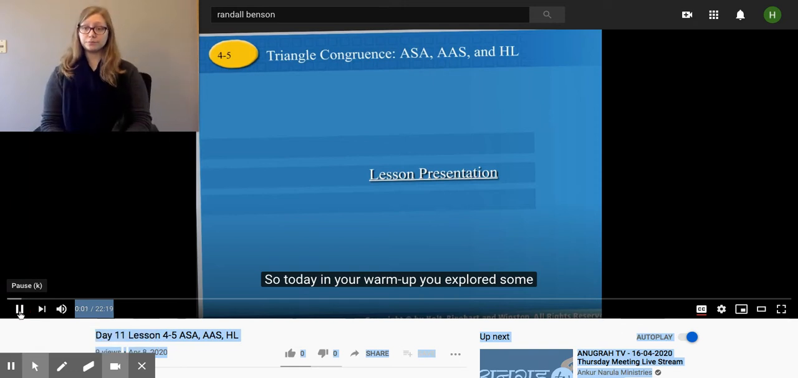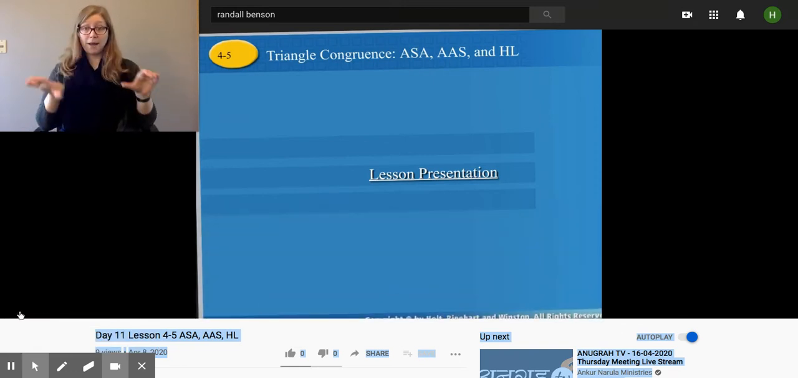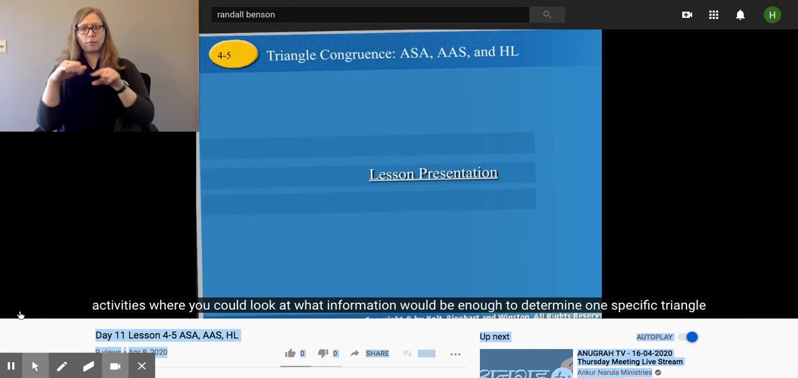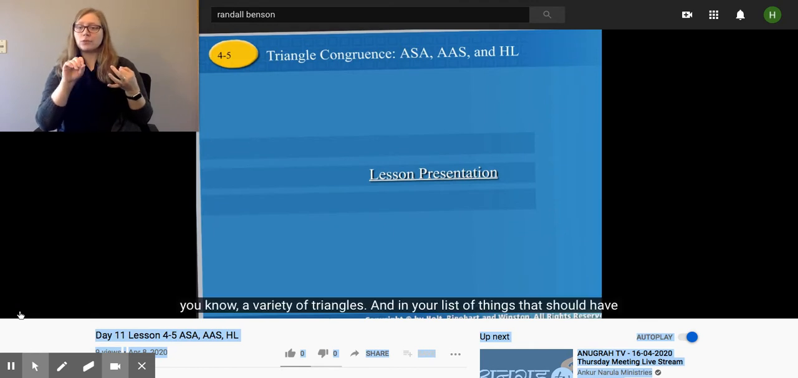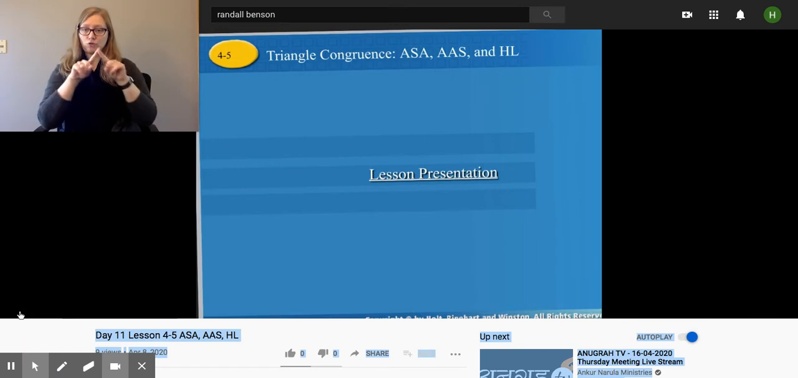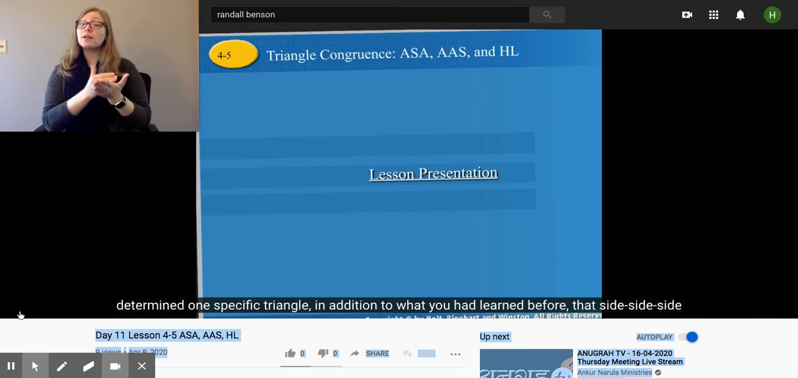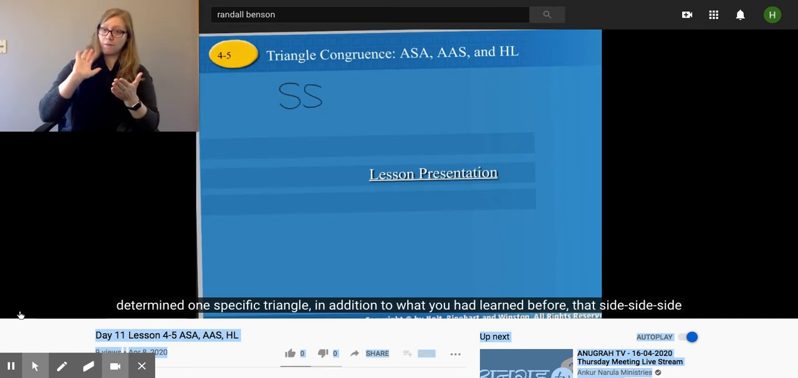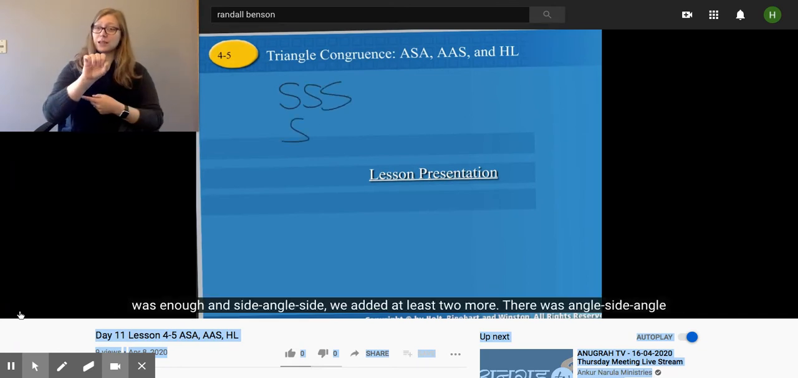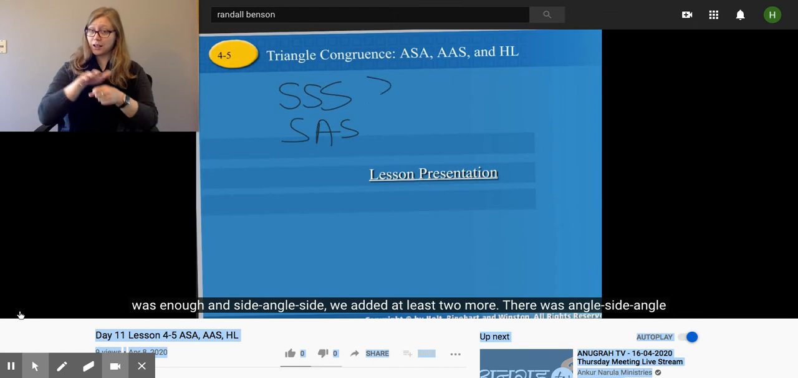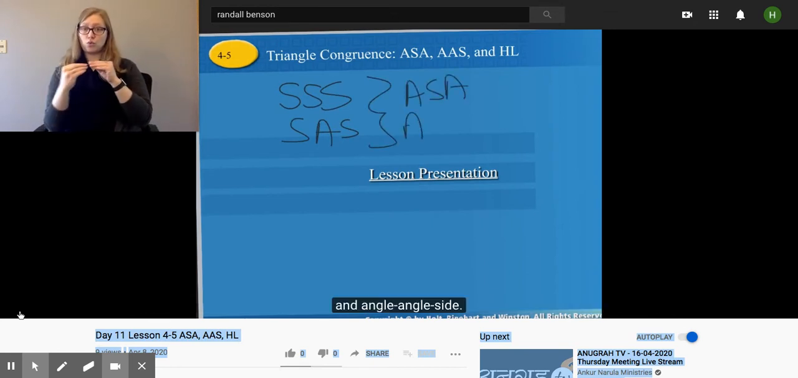So today in your warm-up, you explored some activities where you could look at what information would be enough to determine one specific triangle versus a variety of triangles. And in your list of things that should have determined one specific triangle, in addition to what you had learned before, that side, side, side was enough, and side, angle, side, we added at least two more. There was angle, side, angle, and angle, angle, side.